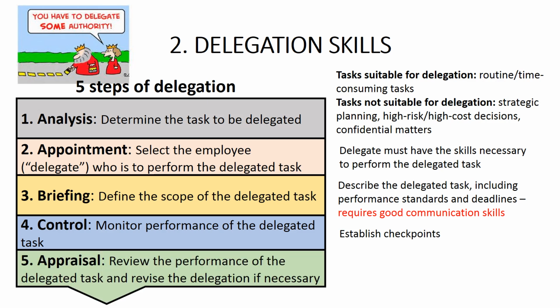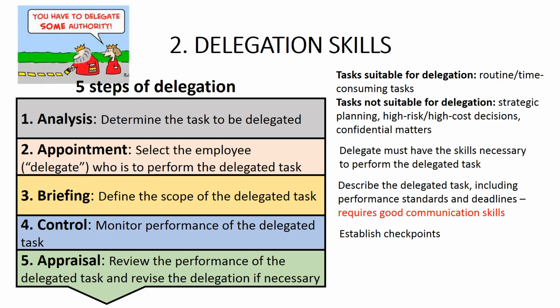The fifth and final step is for the manager to review the performance of the delegated task and, if necessary, to revise the delegation. For example, it may become clear during the performance of the delegated task that the employee to whom that task has been delegated isn't actually properly qualified to perform it, so it may be necessary to find another person to perform that task.